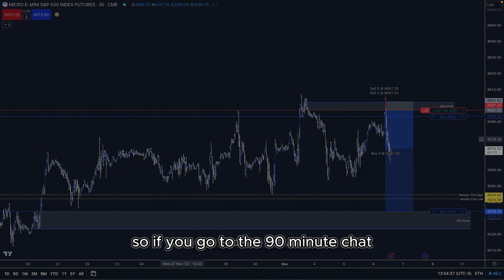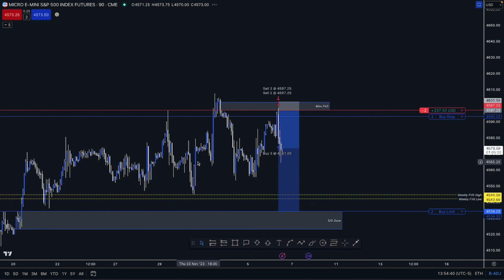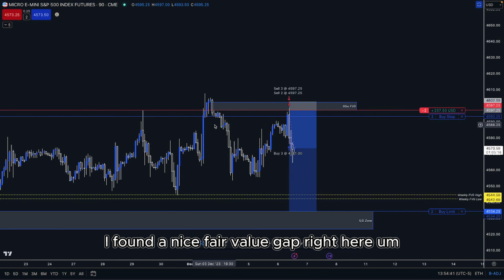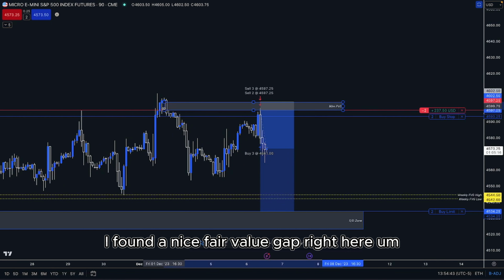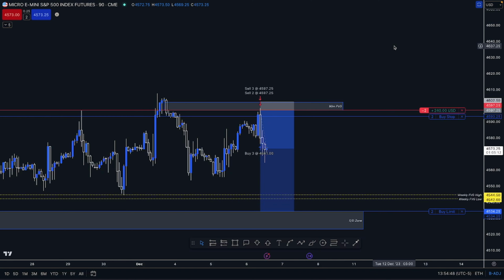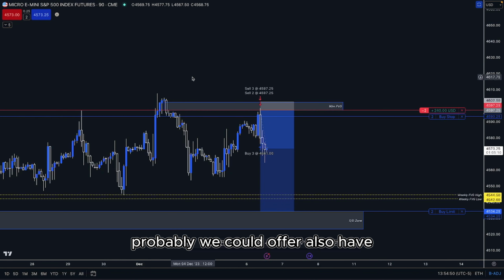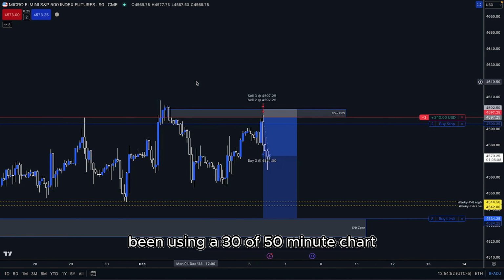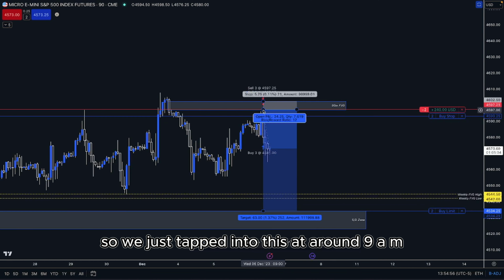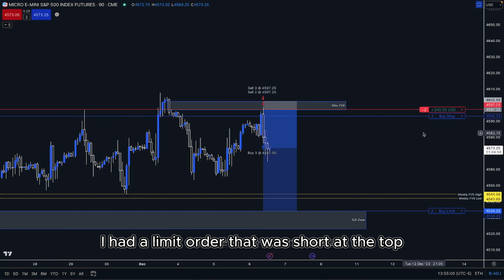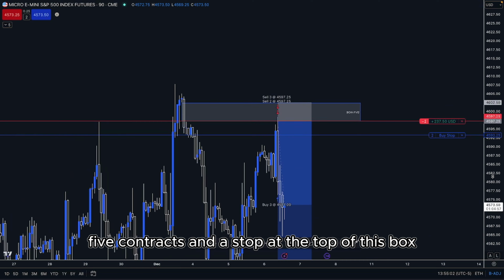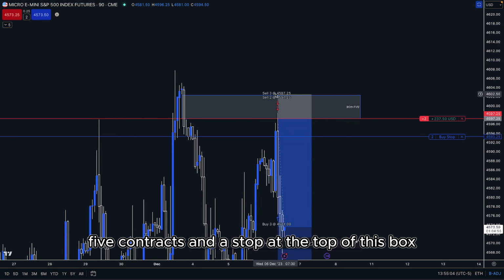So if you go to the 90-minute chart, I found a nice fair value gap right here. Probably we could also have been using a 30 or 50-minute chart, but I like the 90-minute chart. So we just tapped into this at around 9 a.m. I had a limit order that was short at the top, 5 contracts, and a stop at the top of this box.